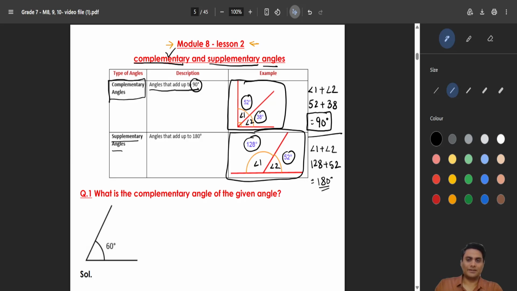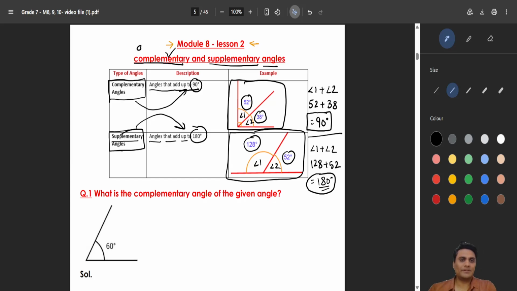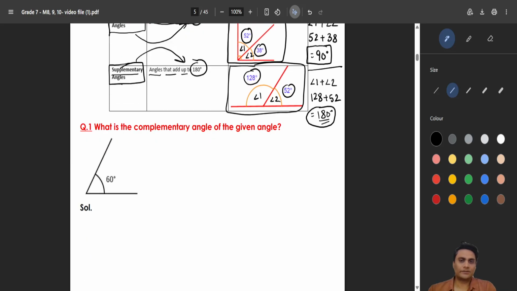Now, if two angles are adding up to 180 degrees, we call them supplementary angles. So the angles that add up to 180 degrees are supplementary and the angles that add up to 90 degrees are complementary. So complementary means the sum should be 90. Supplementary means the sum should be 180. Okay. Let's try some questions.